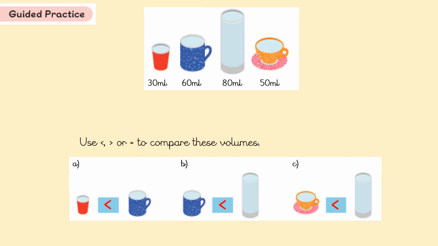So, some answers for our guided practice. For A, the red cup had less than the blue mug because 30 is less than 60. For B, the blue mug had less than the tall glass because 60 is less than 80. And for C, the orange cup also had less than the tall glass because 50 is less than 80.